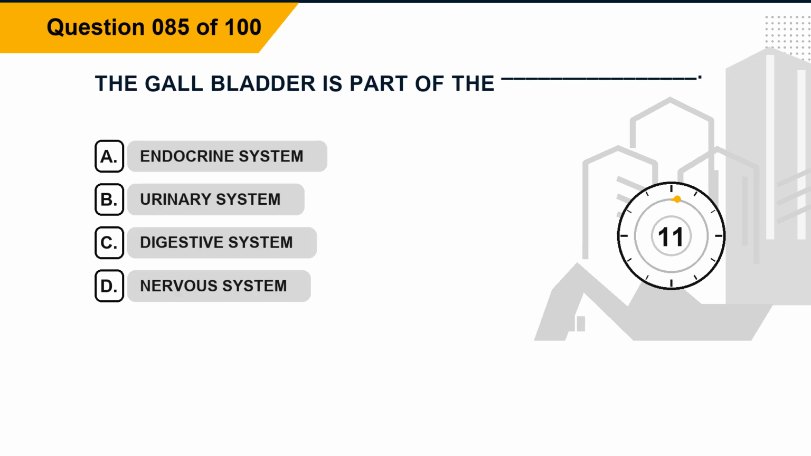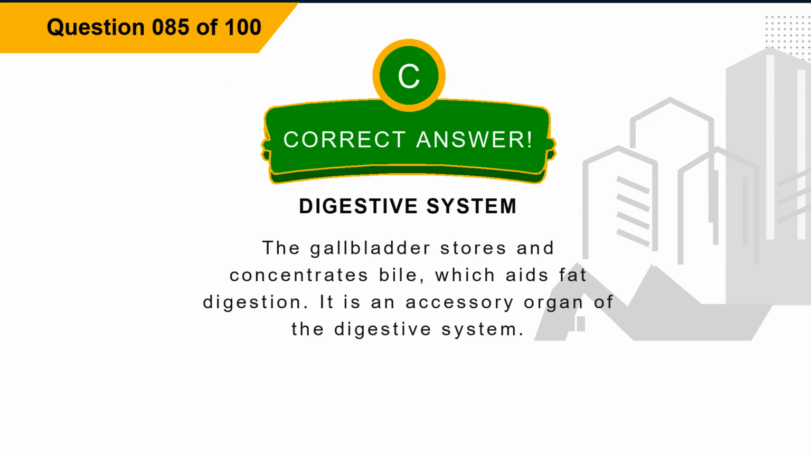Question 85. The gallbladder is part of the blank. Option A, endocrine system. Option B, urinary system. Option C, digestive system. Option D, nervous system. The correct answer is option C, digestive system. Explanation. The gallbladder stores and concentrates bile, which aids fat digestion. It is an accessory organ of the digestive system.